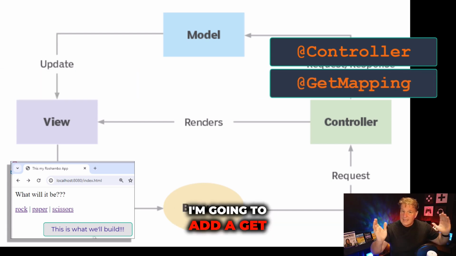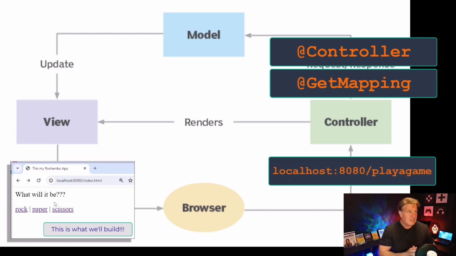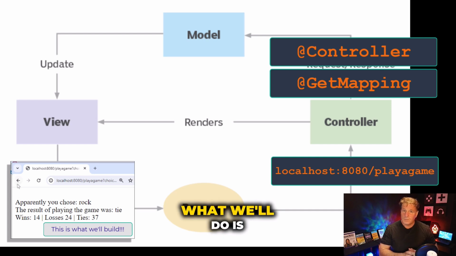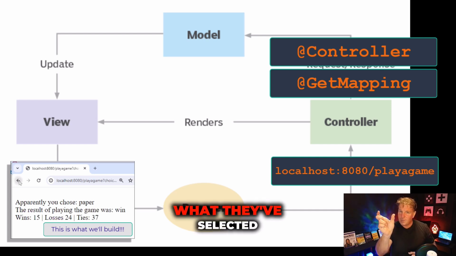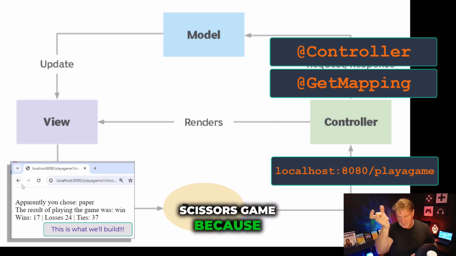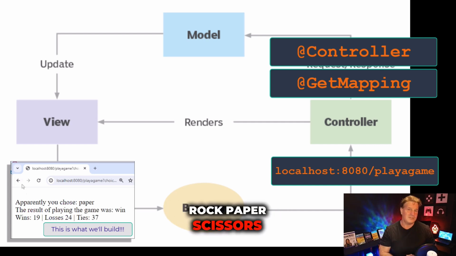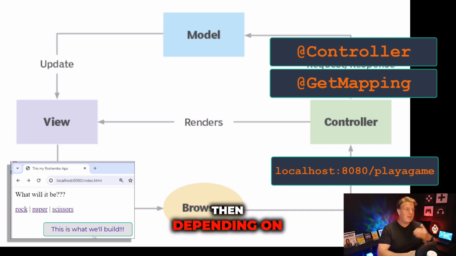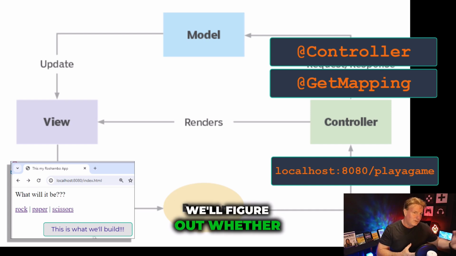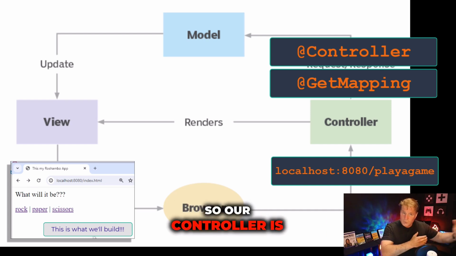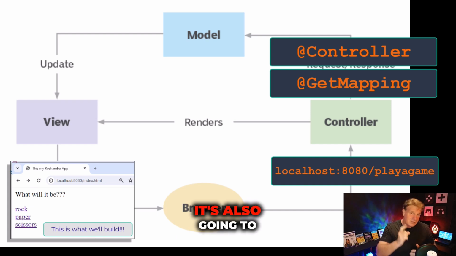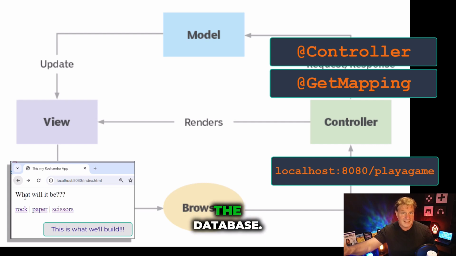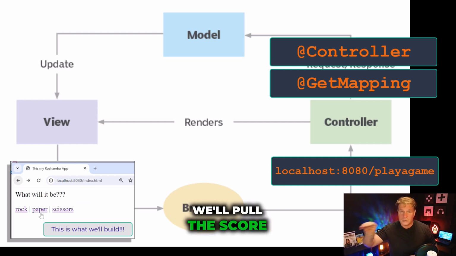I'm going to add a get mapping on one of my methods that says anytime somebody goes to localhost 8080/play a game, we'll take a look at what they've selected in our rock, paper, scissors game, because that's what we're going to be creating here, a little rock, paper, scissors game. So it will say whether the client chose rock, paper, or scissors. And then depending on what they've chosen, we'll figure out whether it was a win, a loss, or a tie. So our controller is going to do a little bit of processing. It's also going to communicate with the back end. We're going to use a little bit of Spring Data, and we're going to store the score in the database. And so every time we play a game, we'll pull the score out of the database.